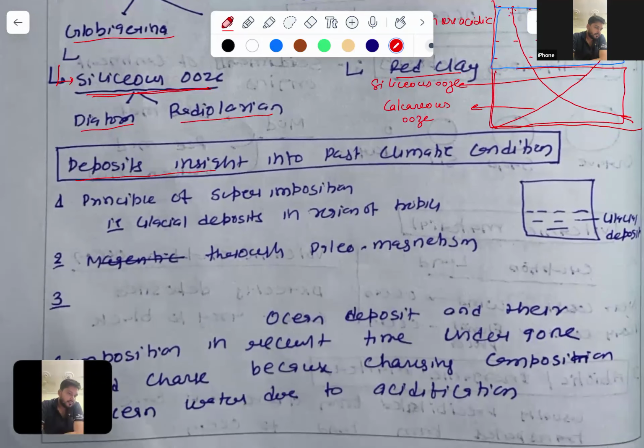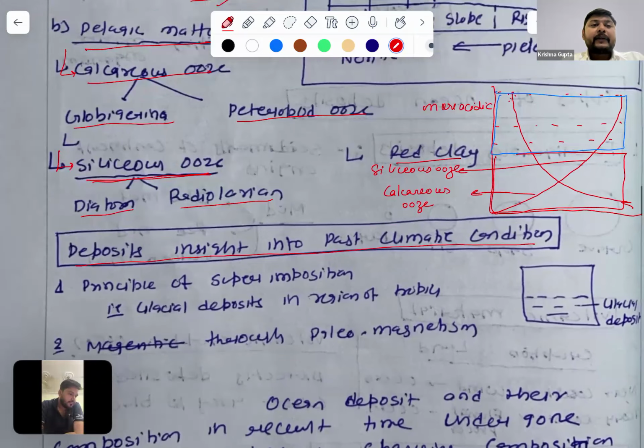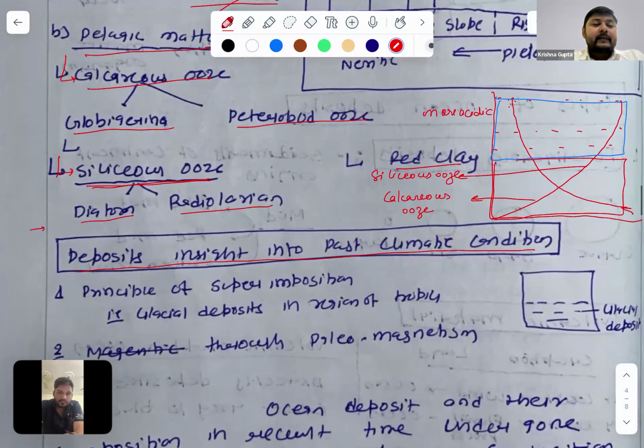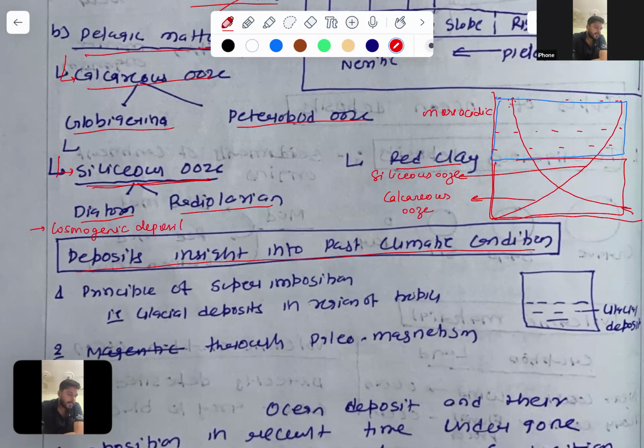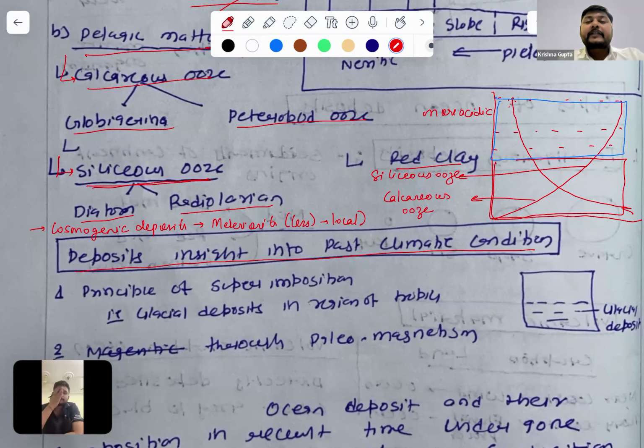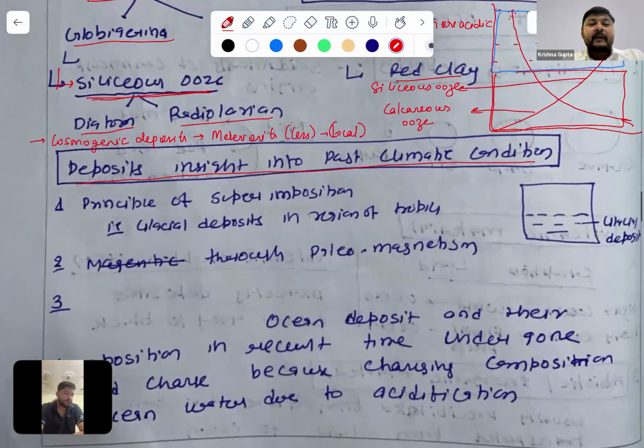Okay, so deposits give insights into the past climatic condition. You can also add up here cosmogenic deposits. Yes, but there was an issue of space. Yeah, cosmogenic deposits, which happen because of the meteorites. It is very less and it is very local in nature. Okay, this also we can add up here. So deposits give insights into the past climatic condition.